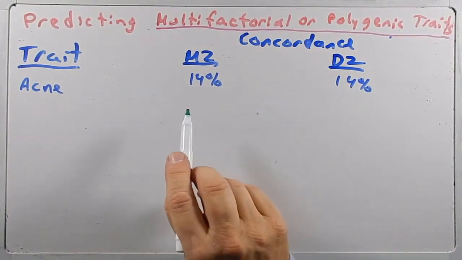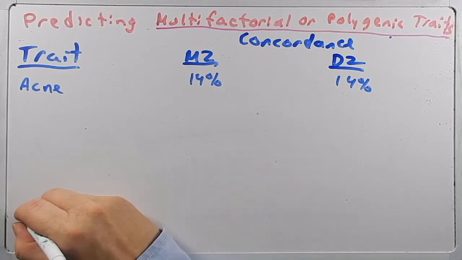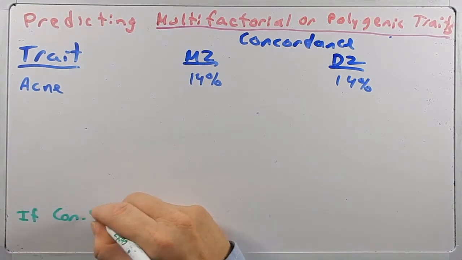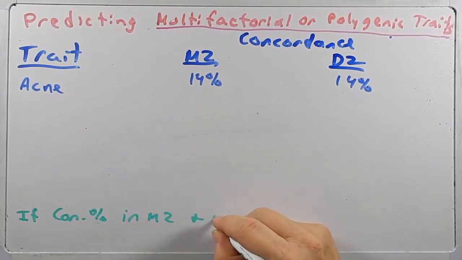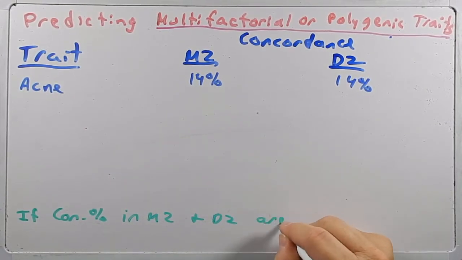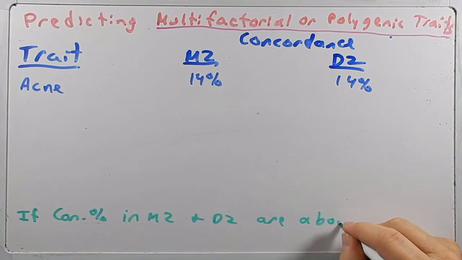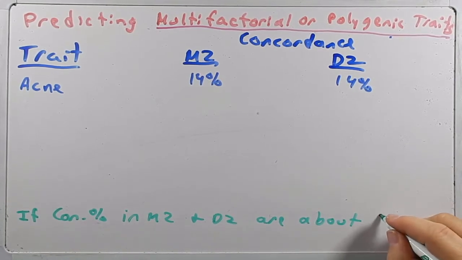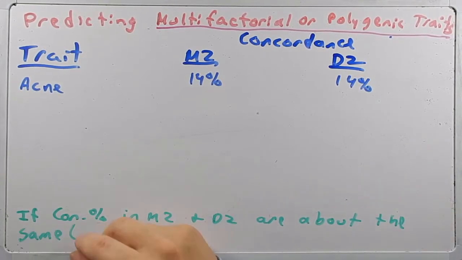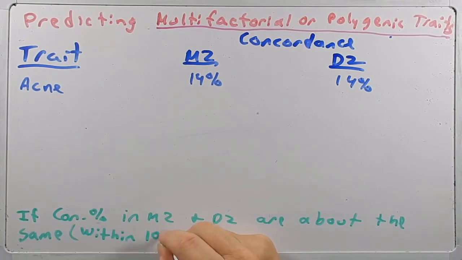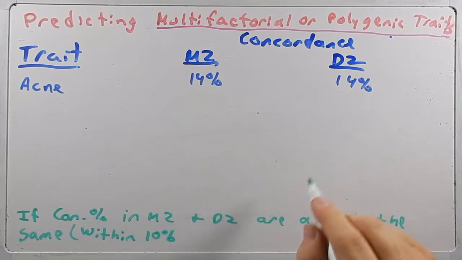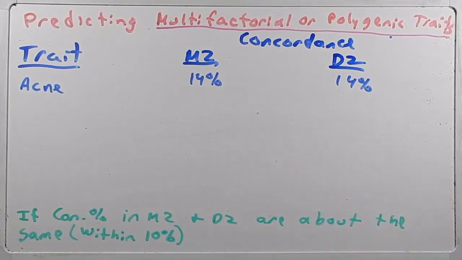And what I want to do is I'm going to write some general rules. If concordance percent in monozygotic and dizygotic twins are about the same, they don't have to be identical, but they need to be about the same. And in our class, that will be within 10%. So if it was 14% and 24%, I would consider that close enough.